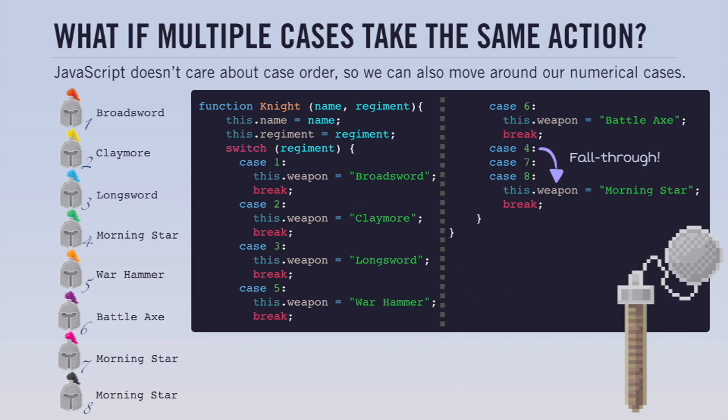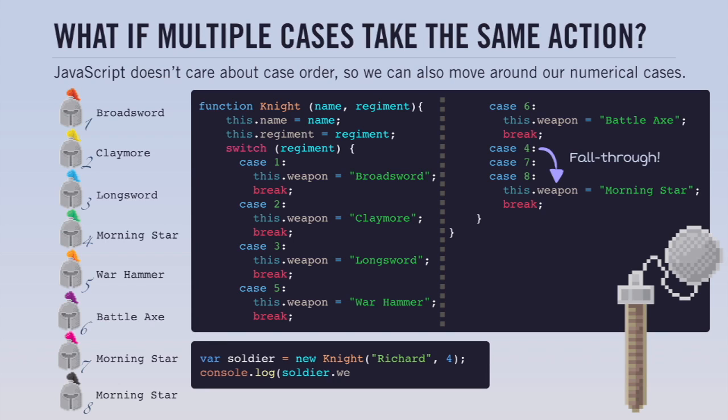So how does that affect Richard? Well, if we made our new knight object using Richard and his regiment number 4, now you can see that he does in fact get the Morning Star because of that useful fall through we placed in our switch block.